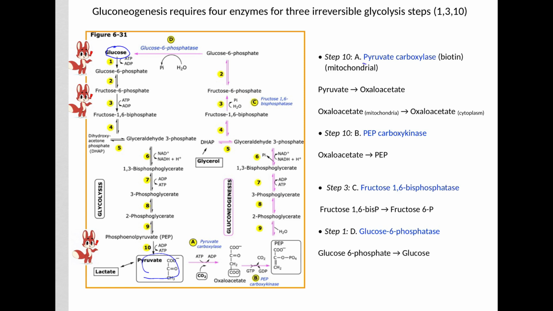And these 4 enzymes are pyruvate carboxylase and PEP carboxykinase to overcome step number 10 of glycolysis. And then we have fructose 1,6-bisphosphatase to overcome the irreversible step 3, and then glucose 6-phosphatase to overcome step 1 of glycolysis. So besides these 4 enzymes, what else do we need to make new glucose?